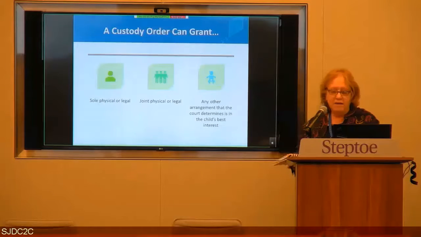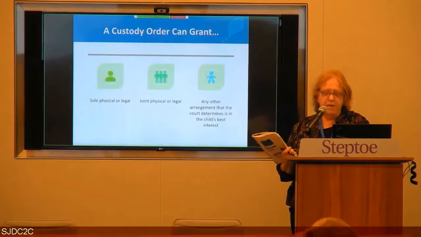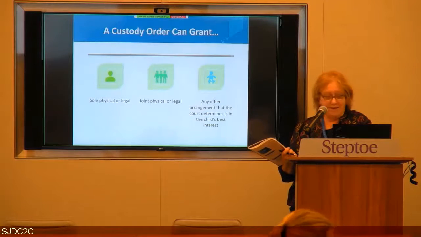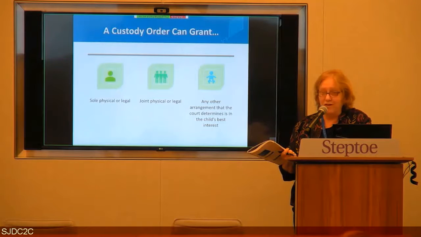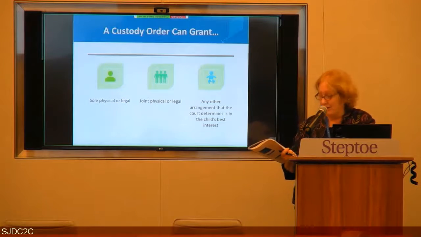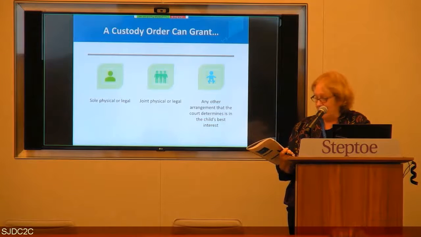Okay, so how can the court allocate this bundle? Well, here's what the statute says. The statute says the court can award sole physical, joint physical, sole legal, joint legal, or any other arrangement that the court determines is in the best interest of the child. That is literally all the statute says. It doesn't define sole, it doesn't define joint, and it doesn't say anything else about this allocation process.